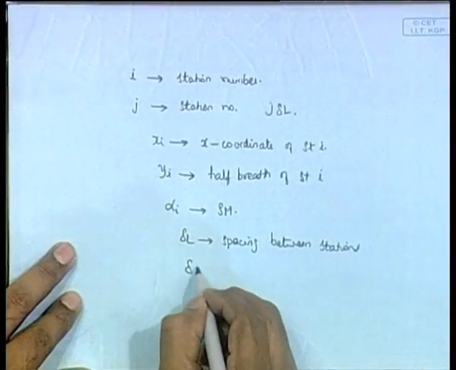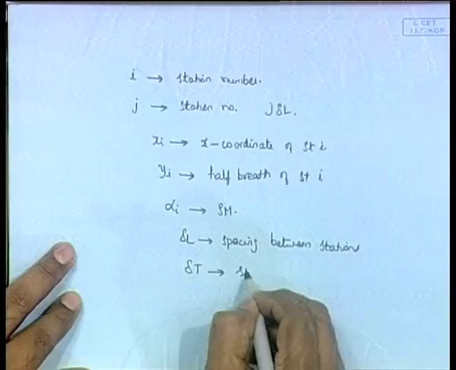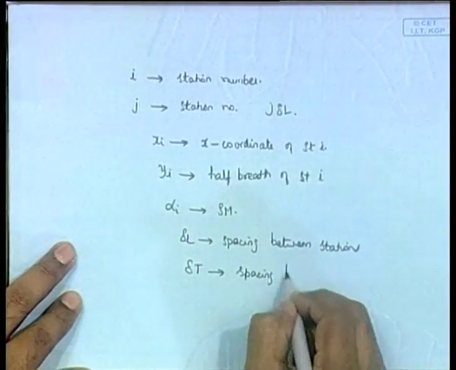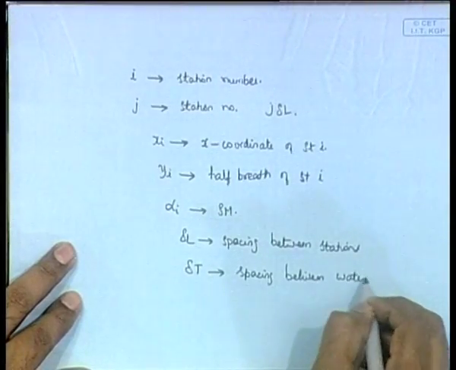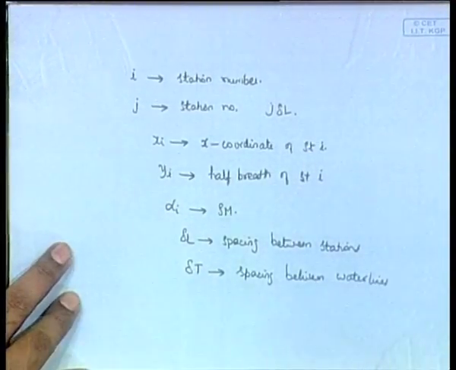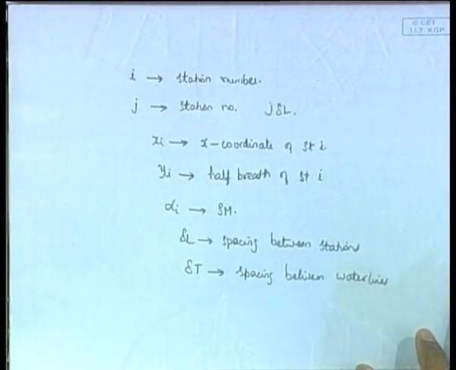And similarly, we say delta T for spacing between different drafts, or spacing between water lines. Let us use the correct terms. Now, we have different water lines and the distance between the water lines we call delta T. These are some of the notations we will be using in our following derivations.